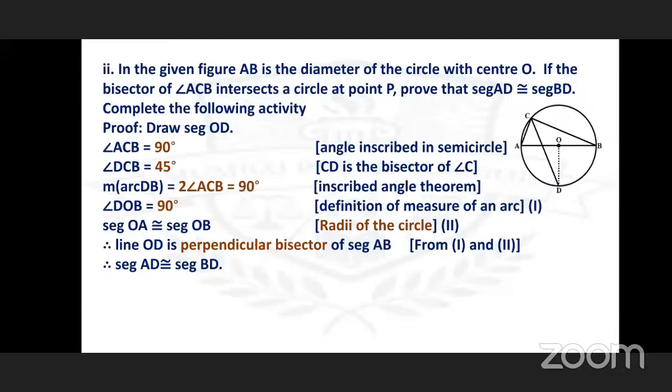And BD is the bisector of angle C, therefore angle DCB is equal to 45. So this angle is inscribed by arc DB. So we write here that it is equal to 90 degrees. Its double will be 2 into 45, that is equal to 90 degrees. So angle DOB is 90 degrees, and OD is the perpendicular bisector of AB. Okay.